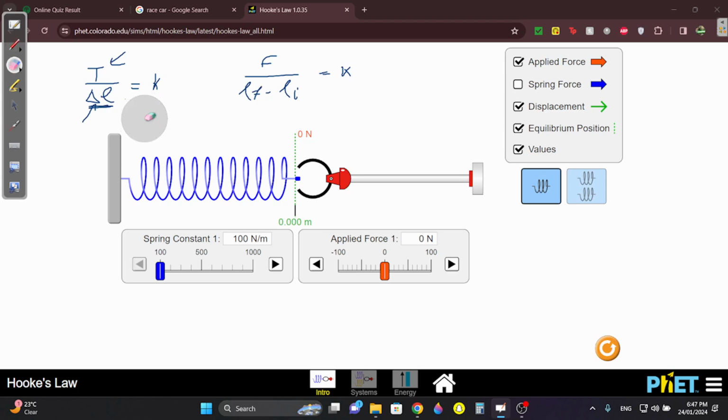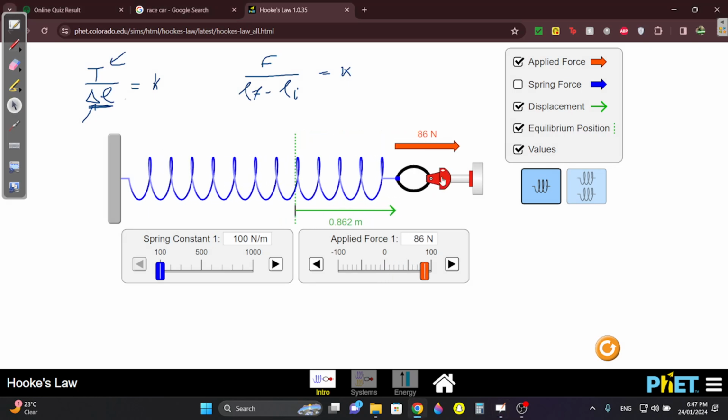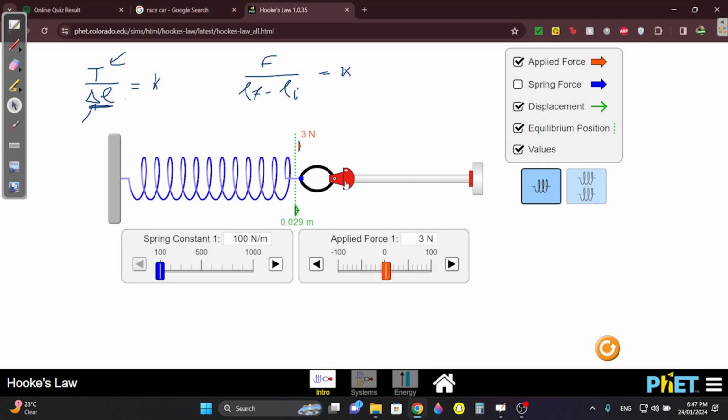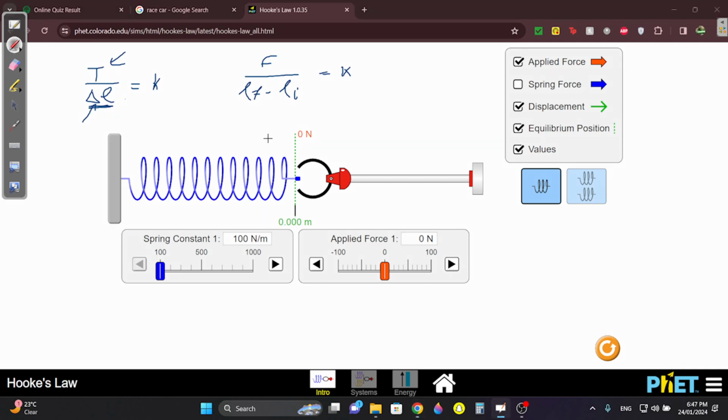So for example we have the simulation over here. We have a spring, and we're putting it with a force. Let's say the spring constant is 100, and the applied force, we can change the applied force. Please remember, before I continue, note that the length has to be in meters always. If it's in centimeters, you get a wrong answer.